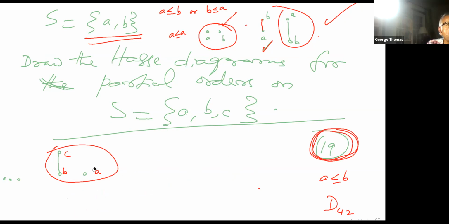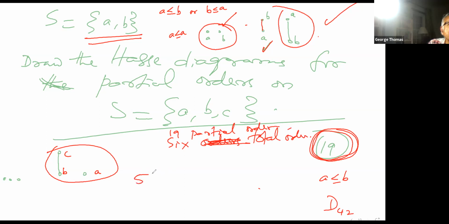Out of this, some are total orders, some are not. Actually, there are 6 total orders. There are 19 partial orders. But there are 512 relations. Out of that, only 19 are partial.